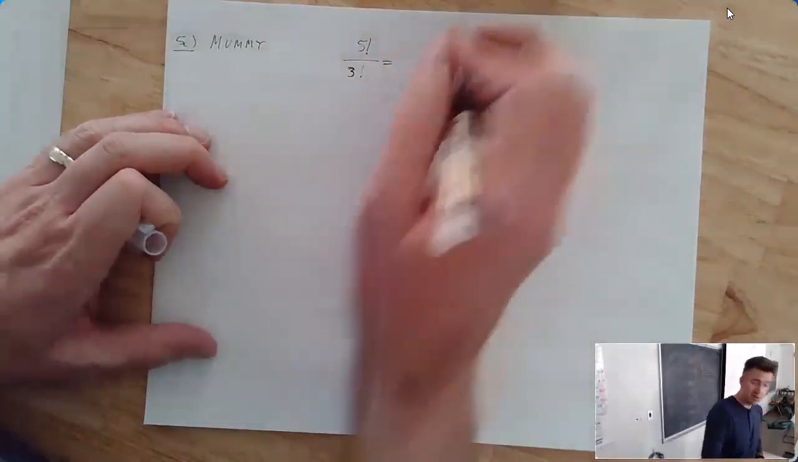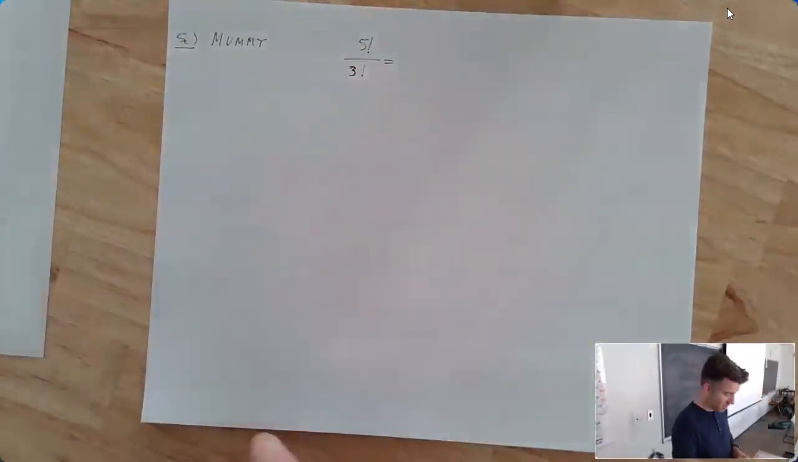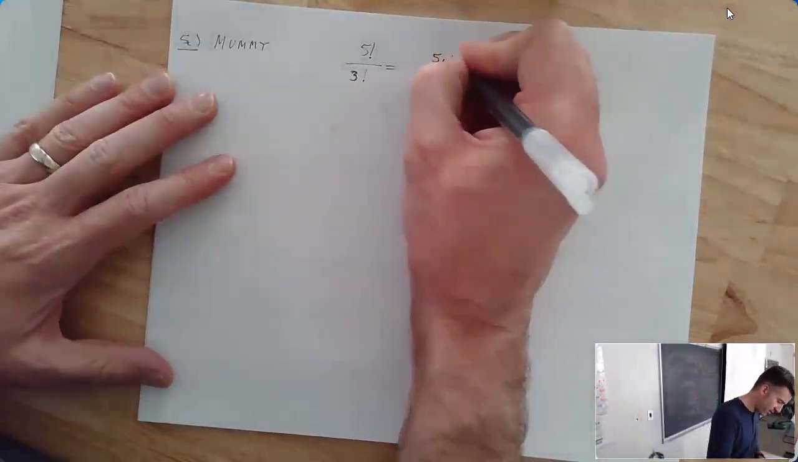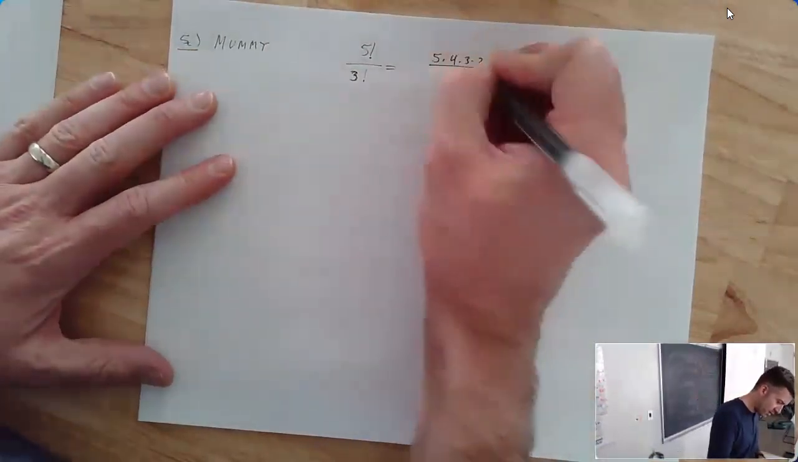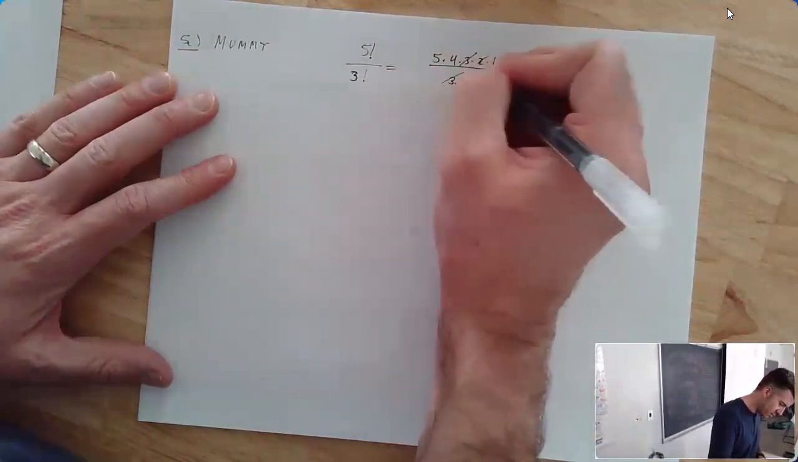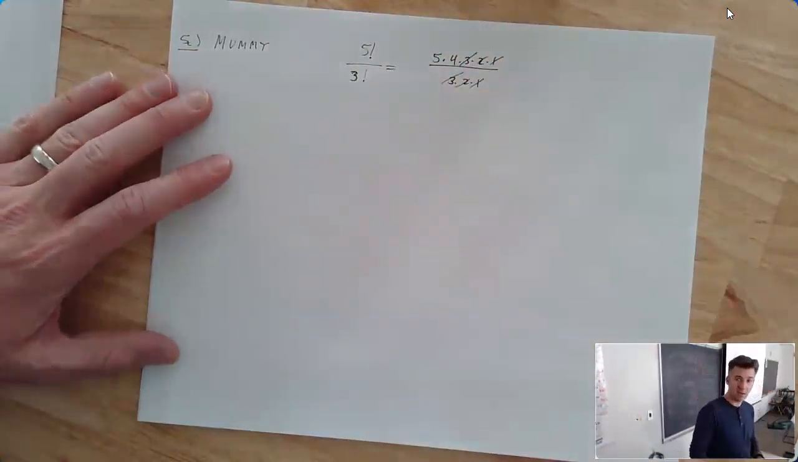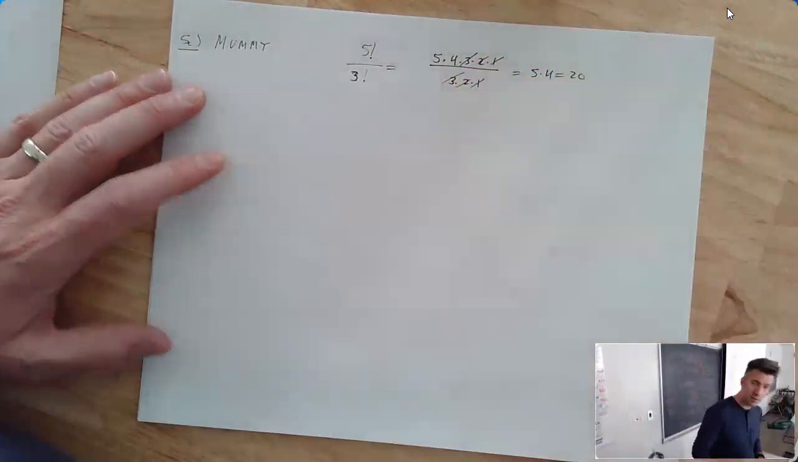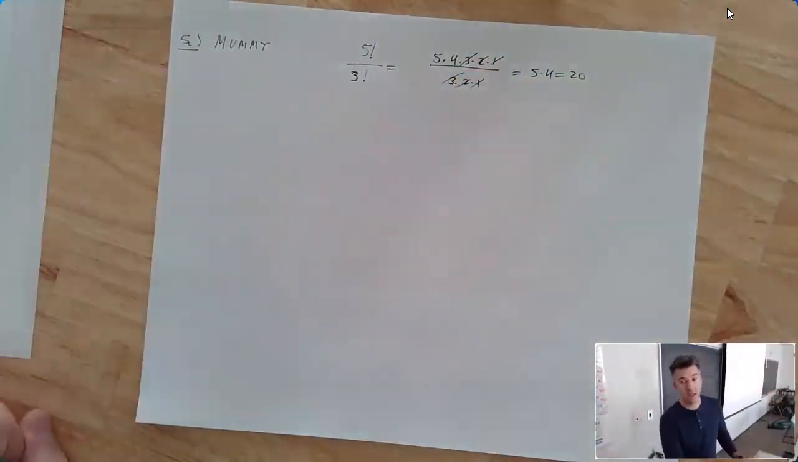Although we could calculate each part, it's easier to do this. 5 factorial is 5 times 4 times 3 times 2 times 1. 3 factorial is 3 times 2 times 1. Those cancel, and you get 5 times 4, which is 20. So there are really only 20 different ways we can arrange these letters so you get something different, right?